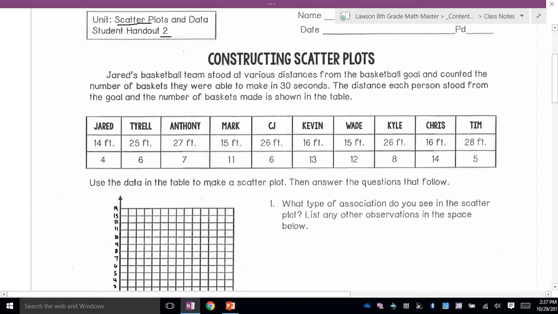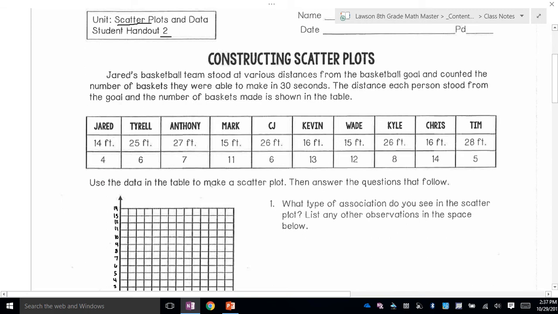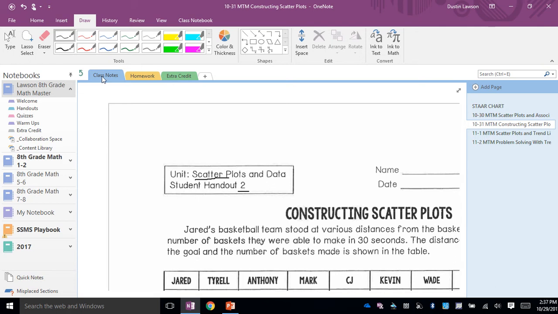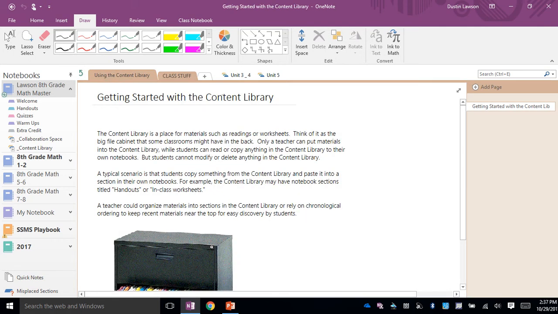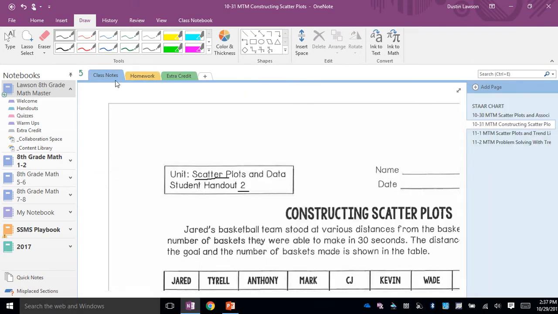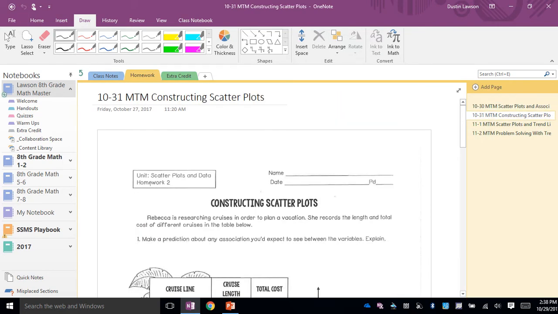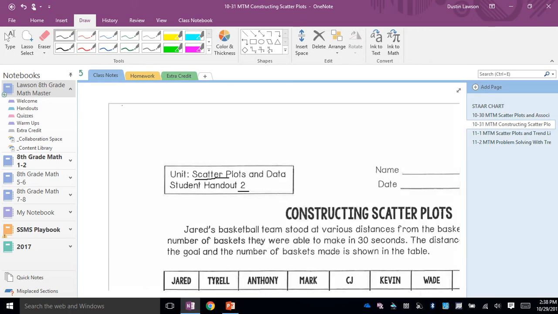Don't forget, if you haven't stopped to get the handout from me, make sure that you ask me in class to go ahead and give you the packet so that you can fill out your notes. If you are absent and you were wanting to do it at home, you can go into your OneNote. You can go into the Content Library tab, click on Unit 5. You'll click on the Class Notes section, and then this is October 31st, MTM Constructing Scatter Plots, and then the homework will be 1031 MTM Constructing Scatter Plots, but over to the side it'll say Homework 2 instead of handouts.